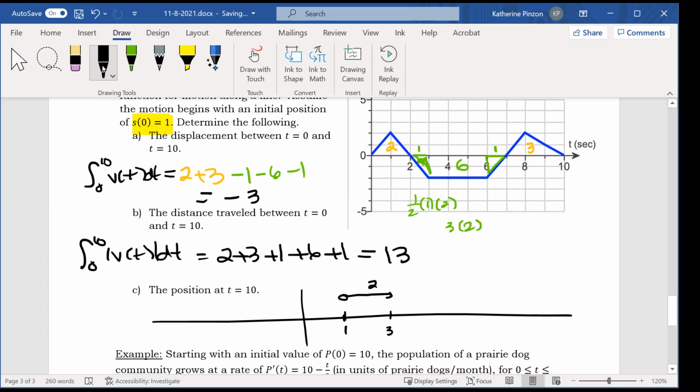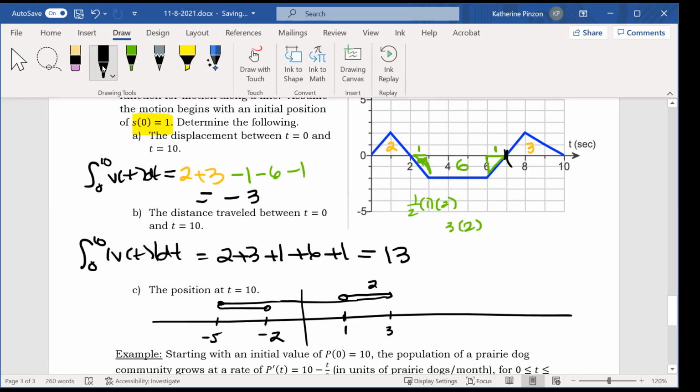Turns around and goes backwards 8. Yes, because I have 8 done here. So he turns around, he goes backwards 8. So where is he at time 7? Negative 5. He was at 3 and he goes backwards 8 units, right? So now he's at negative 5. Okay, and then what does he do? He turns around, he goes 3 to the right. So he's going to end up here at negative 2.